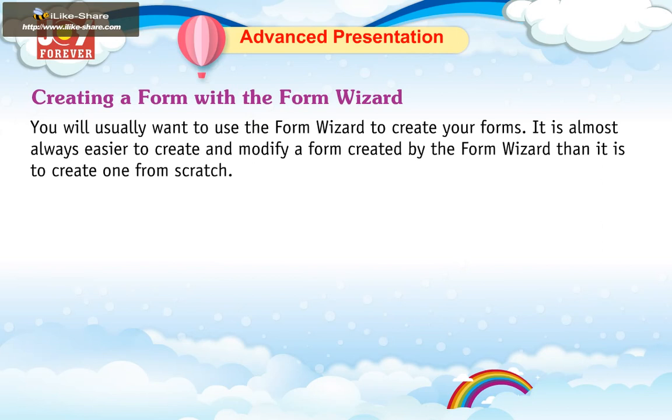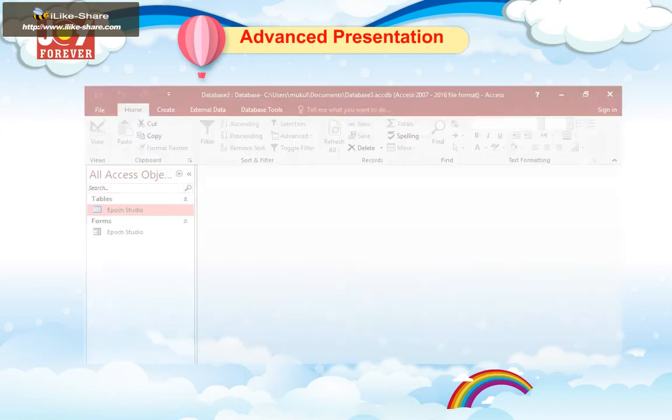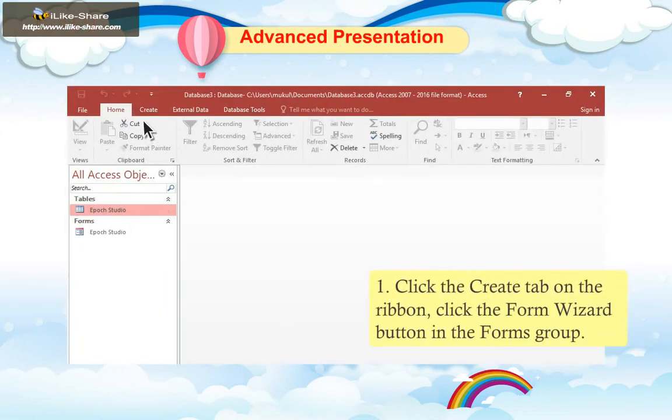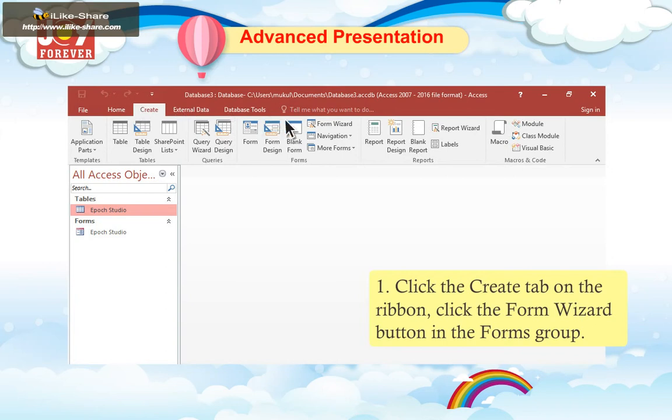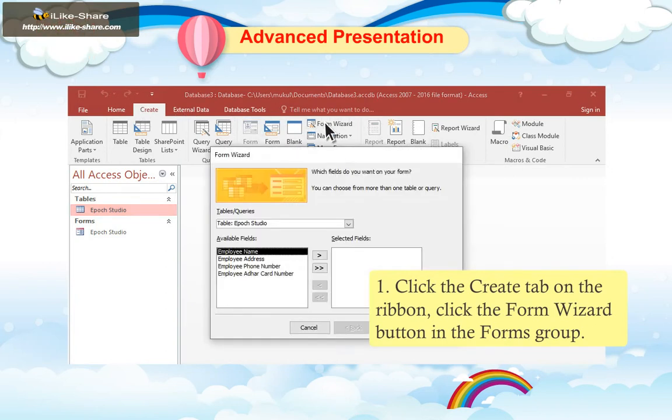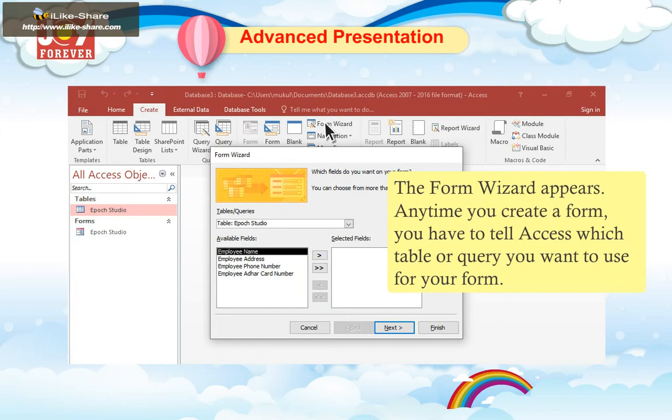You will usually want to use the Form Wizard to create your forms. It is almost always easier to create and modify a form created by the Form Wizard than it is to create one from scratch. 1. Click the Create tab on the ribbon. Click the Form Wizard button in the Forms group. The Form Wizard appears. Anytime you create a form, you have to tell Access which table or query you want to use for your form.